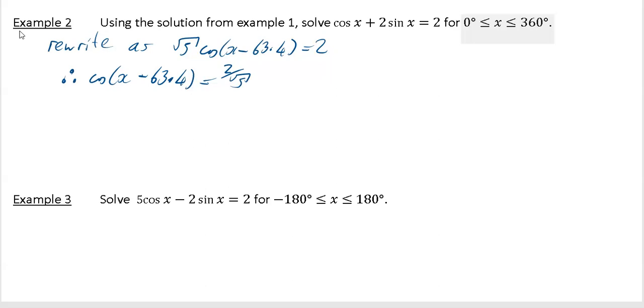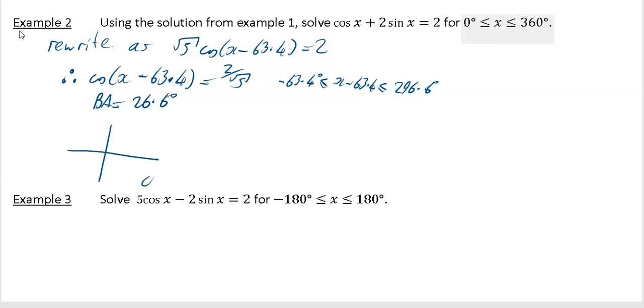And remember, that is where minus 63.4 is less than or equal to our x minus 63.4, which is less than or equal to 296.6 degrees. So got to do your CAST diagram. Your basic angle, first of all, for me worked out to be 26.6 degrees. We'll do a recast diagram.